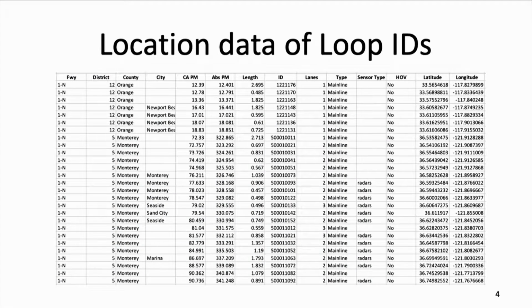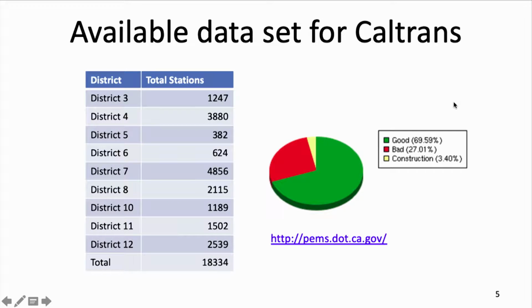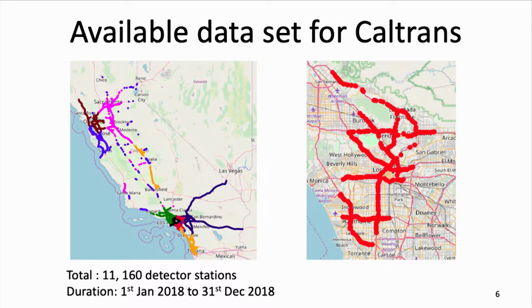Along with that, we have the location of each sensor. So this ID is the sensor ID and this is the latitude and longitude, the specific location of that sensor. So we have the data of whole California. In whole California there are districts like district 3, 4, and there are a total of 18K sensors. Among the sensors, a few are bad. So finally we have almost 12K sensors for 2018.